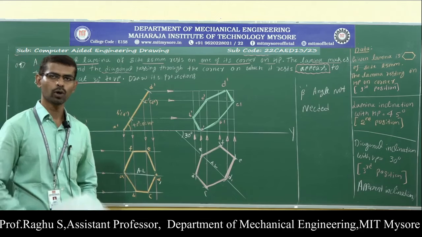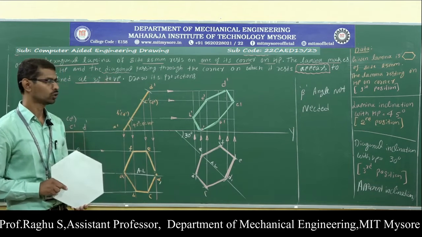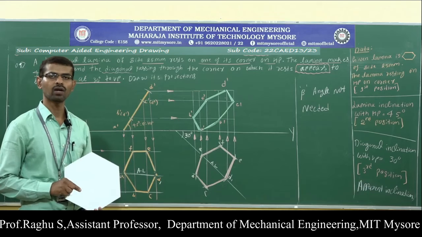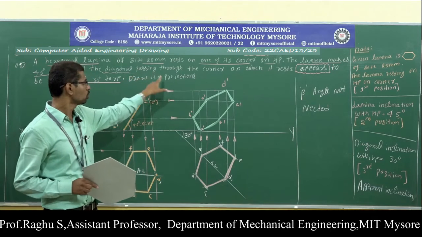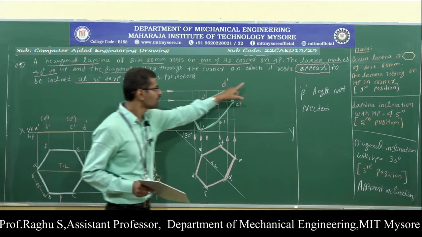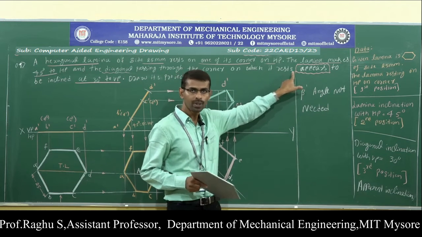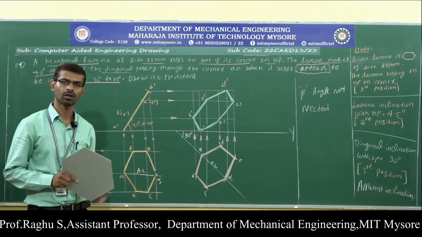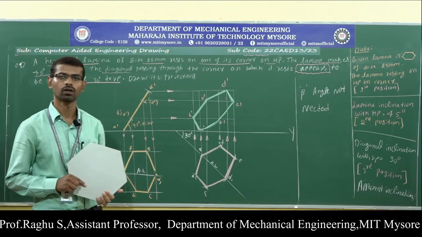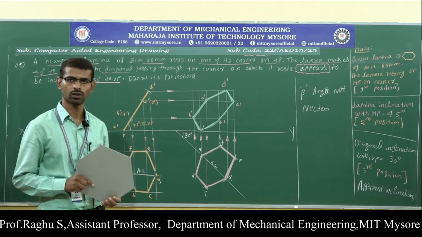Okay, so in the next problem, a hexagonal lamina of side 25 mm rests on one of its corners on HP. The lamina makes 45 degree with respect to HP and the diagonal passing through the corner on which it rests appears to be inclined 30 degree with respect to VP. This word, appears, is very, very important. Draw its projections. So this problem is almost similar to the previous problem.